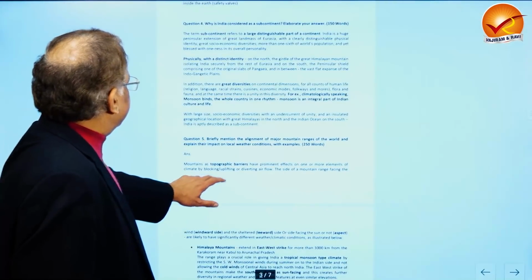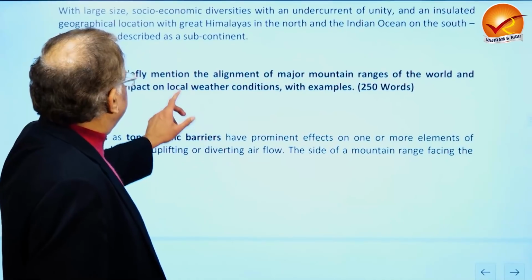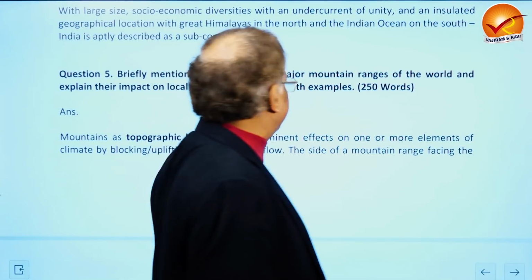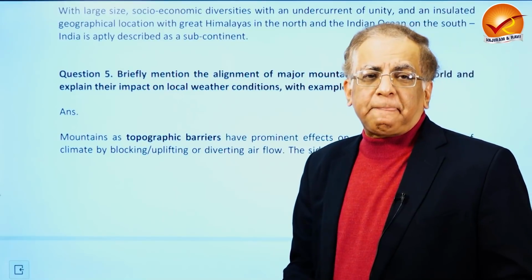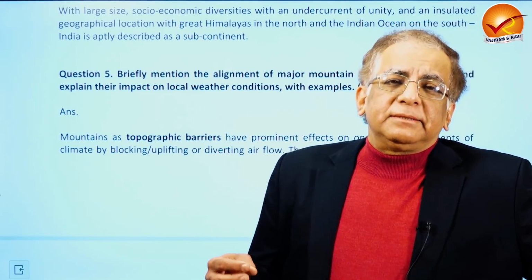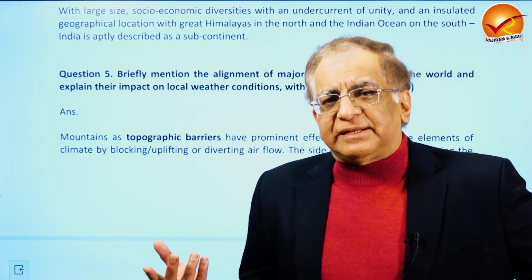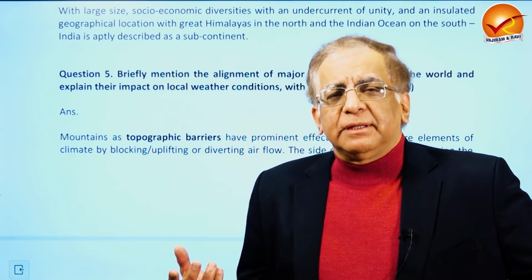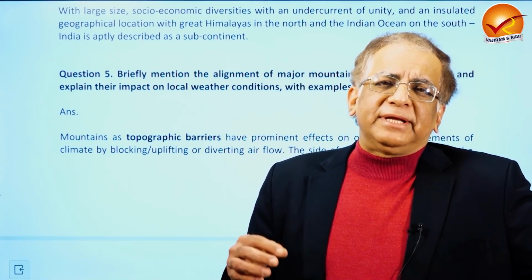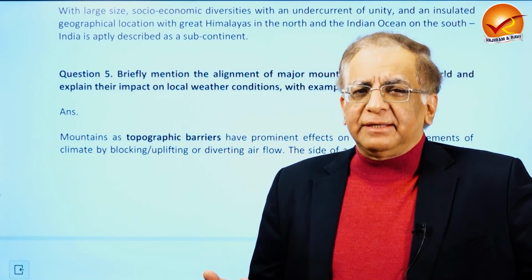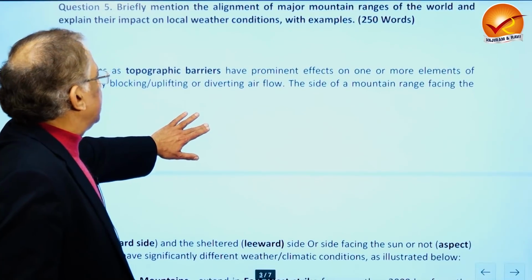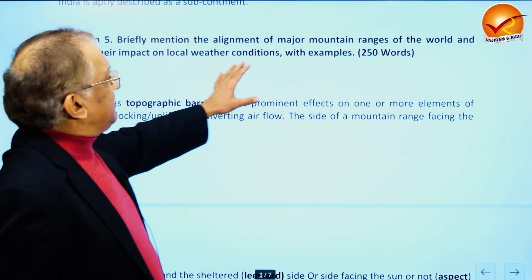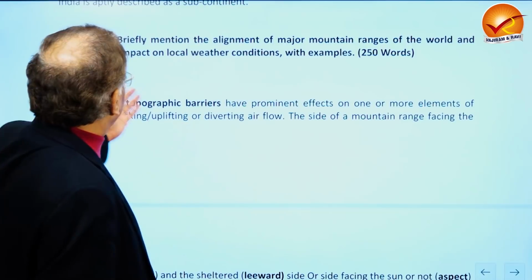Question number 5 says, briefly mention the alignment of major mountain ranges of the world and explain their impact on the local weather conditions with example. Now, this is something you always read in your geography section, that you have mountains being discussed in one way or the other, and you know mountains are a great topographic barrier, and more so for the major mountain systems.